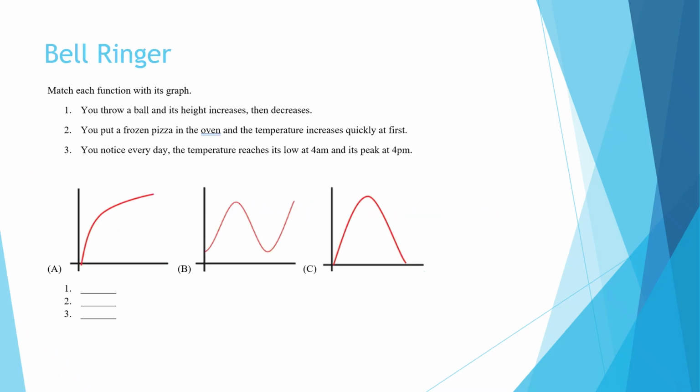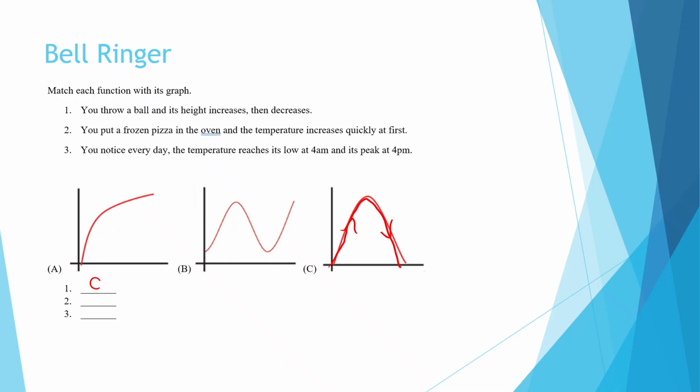All right, so here's the bell ringer for today. Pause the video if you haven't done so already because I'm about to go over the answer. So for number one, you throw a ball and its height increases then decreases. That's probably going to be related to number C, where the height of the ball goes up and then goes back down because of gravity. So 1 should be C here.